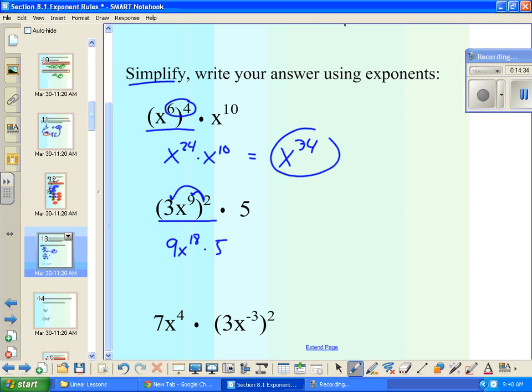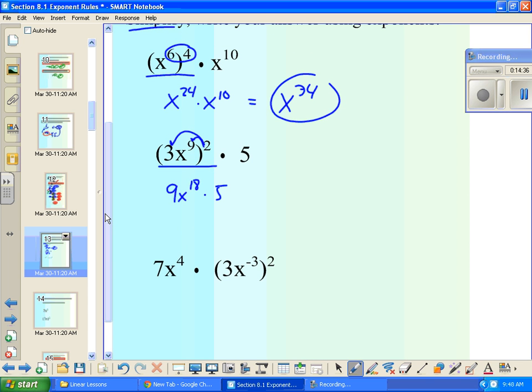And remember this from way back in chapter 2. If I have numbers here multiplied, all of this is multiplied together: 9 times x to the 18th times 5. I can actually just multiply the two numbers together, and what I'll get is 45 x to the 18th. If I just see two numbers like that, I can multiply those together and keep moving.